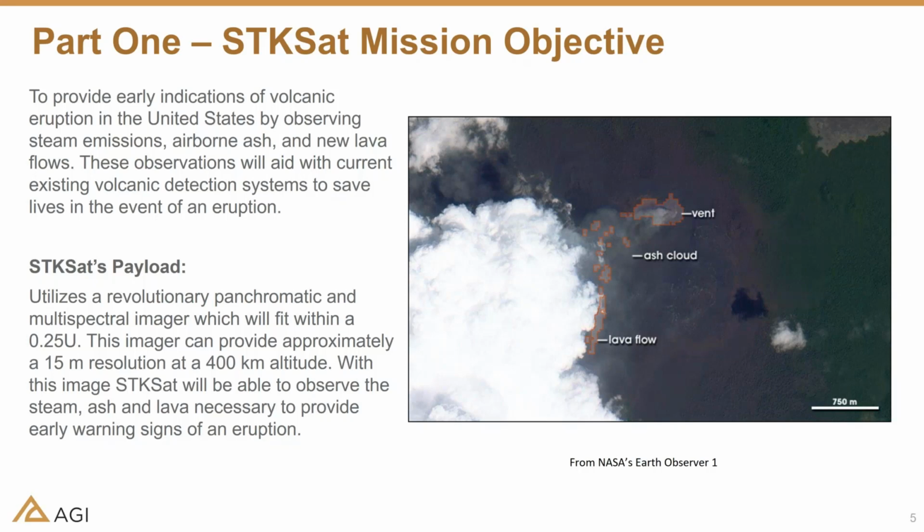So on our STK satellite, we will have a payload. For simplifying our mission right now, we'll just use a simple sensor, but the idea will be that our payload will utilize a revolutionary panchromatic and multispectral imager, which will fit within a 0.25U. This imager can provide approximately a 15-meter resolution at a 400-kilometer altitude, and with this imager, the satellite will be able to observe the steam, ash, and lava necessary to provide early warning signs of an eruption.